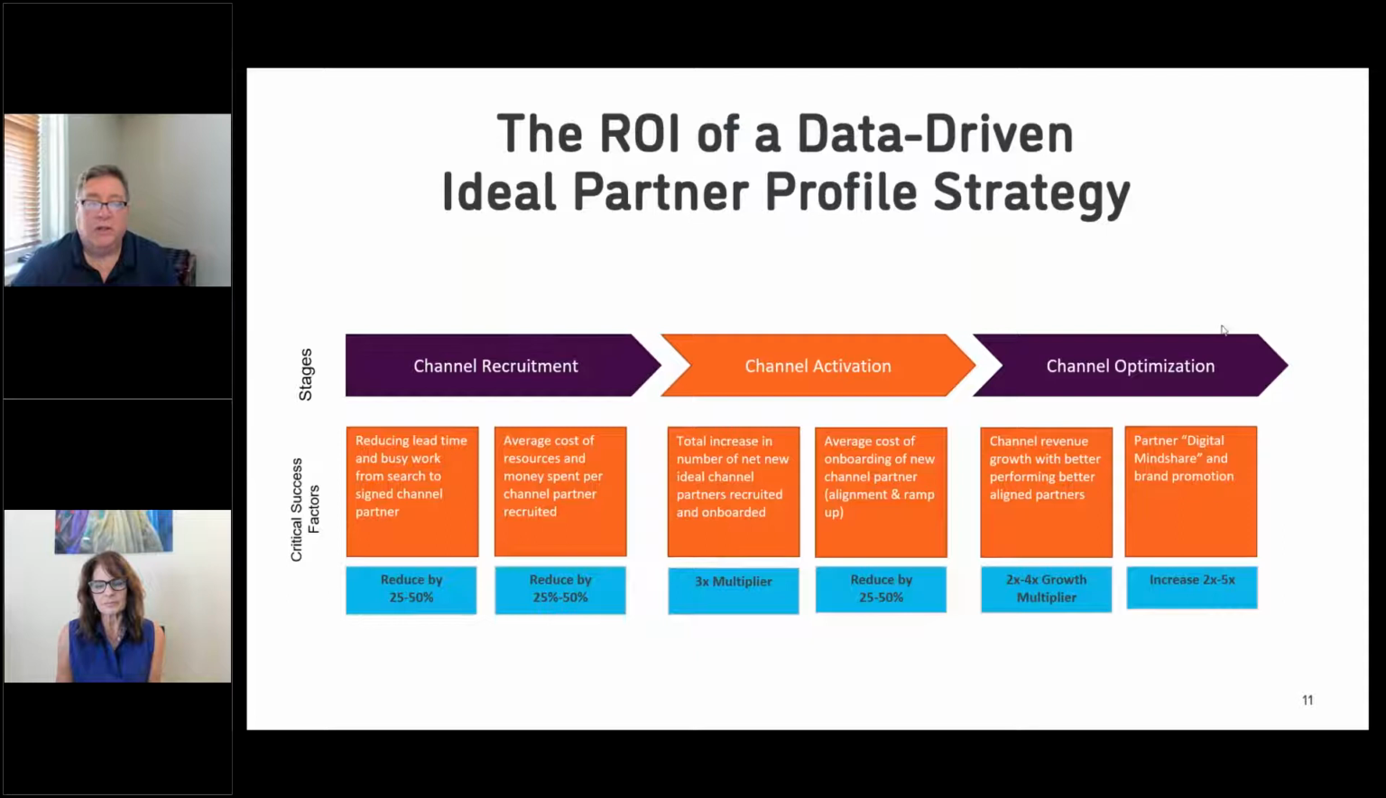And as you're optimizing your channel and looking at how to continue to push, drive, and bring in more leads, with partners bringing leads to us and us working on them together, you're increasing your channel revenue much faster, at 2 to 4 times your growth rate, as well as getting much more digital mind share, presence, and brand promotion across your whole partner set. So at the end of the day, it's a much leaner, easier way of going to market with your channel partners and driving revenue faster, getting to revenue quicker. Next slide.